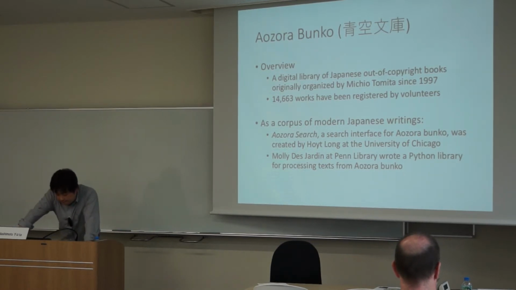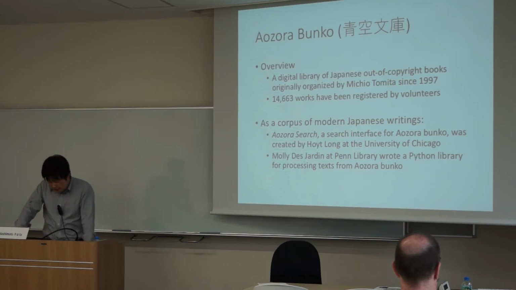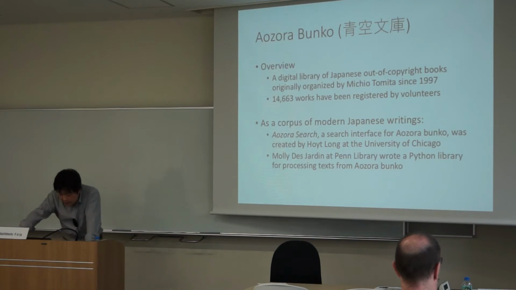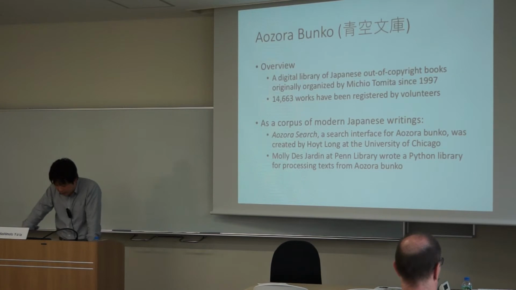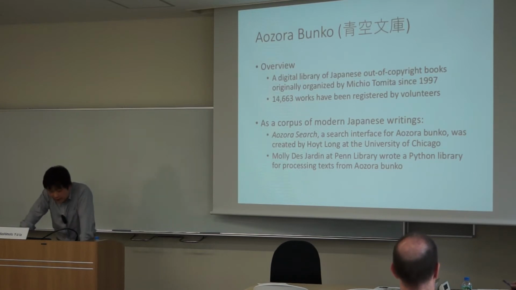And also for modern Japanese texts, we have Aozora Bunko. I think most of you know it well. It is a digital library of Japanese out-of-copyright books that was originally organized and developed by Michio Tomita since 1997.